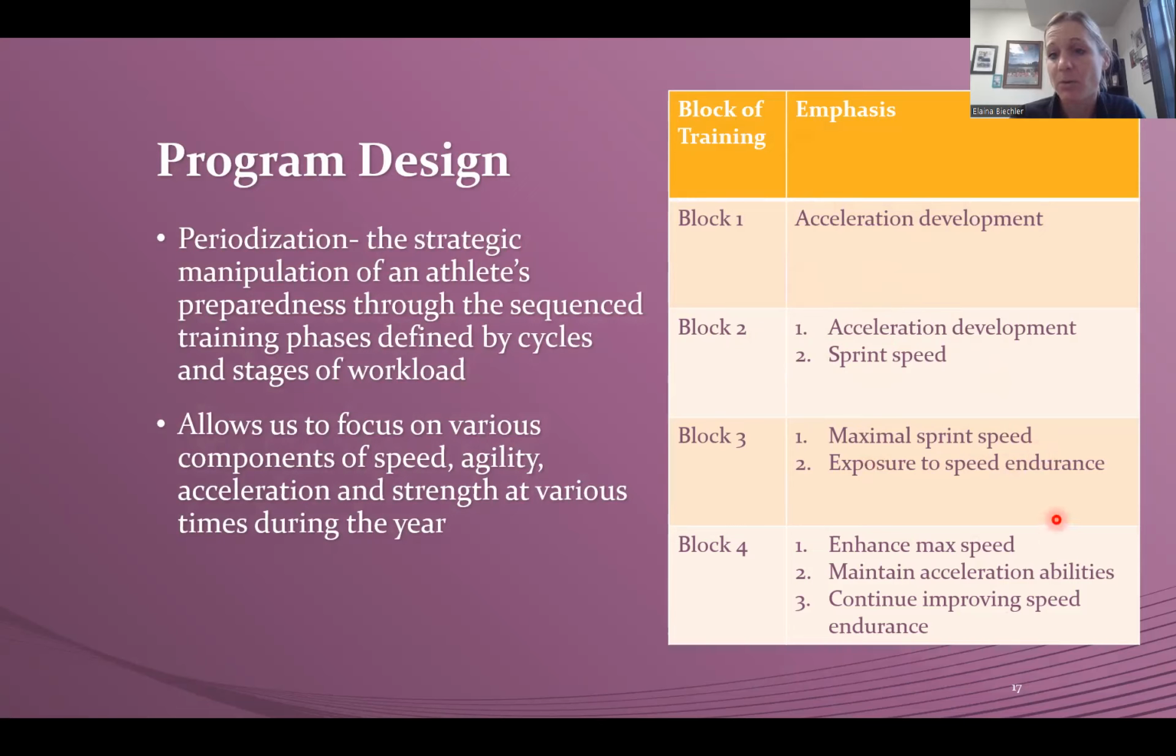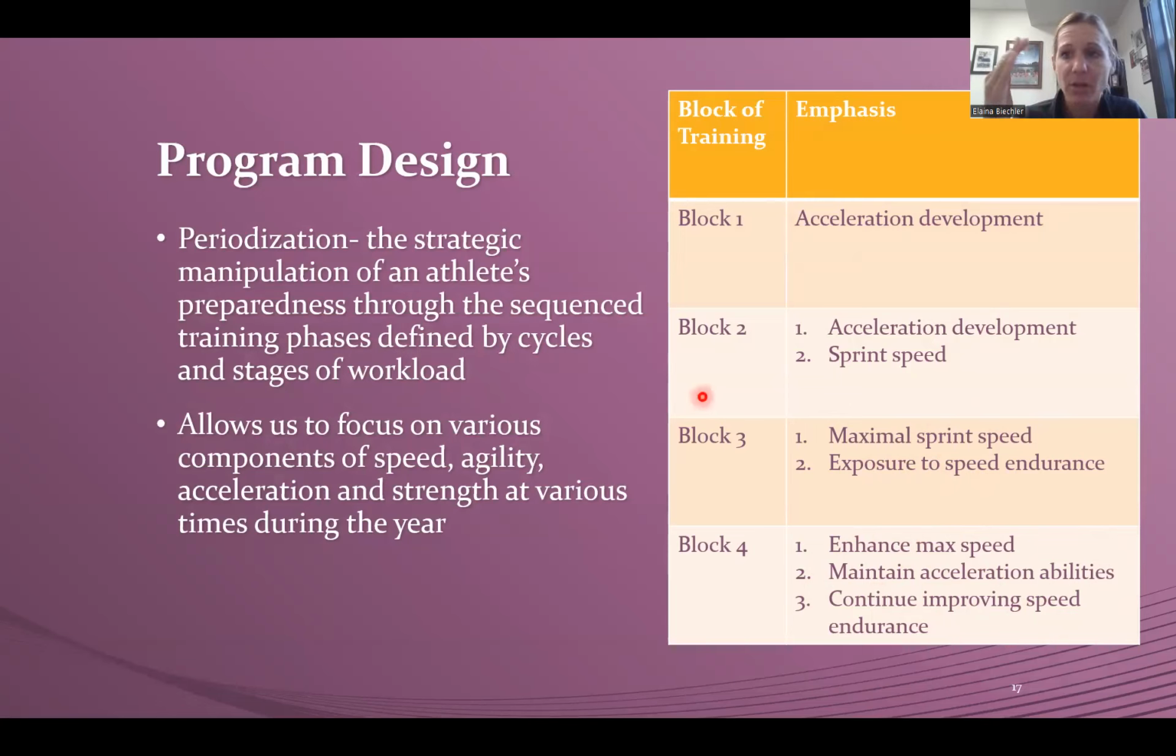We can also get exposed to speed endurance depending on the athlete. Again, if I play football or baseball, I don't really need a whole lot of speed endurance. I might do a little bit of work with that, but not a whole lot. That speed endurance might be more like 150 meters or 180 meters, something like that. So again, looking at being able to stretch that max speed or that max velocity out to a little bit longer. And then lastly, block 4, I'm going to enhance my max speed. So again, continue to work on that speed specific stuff like 70 meters or whatever, full, all out with full recovery, maintain acceleration abilities, and then continuing to improve speed endurance.